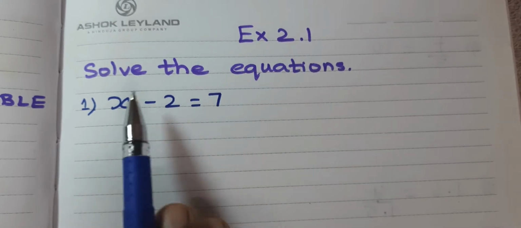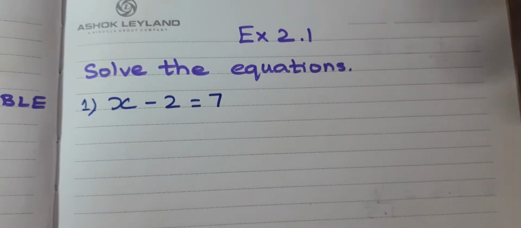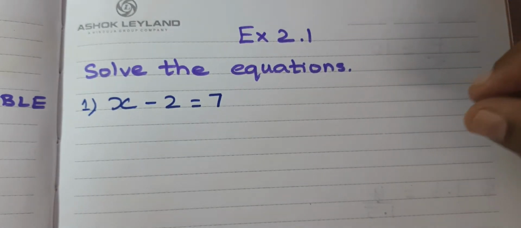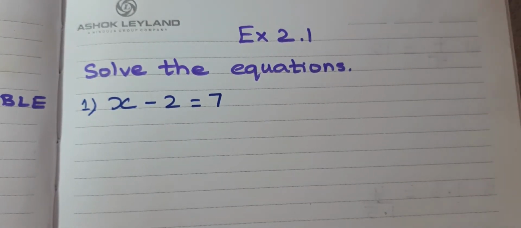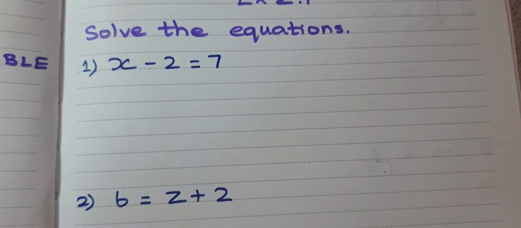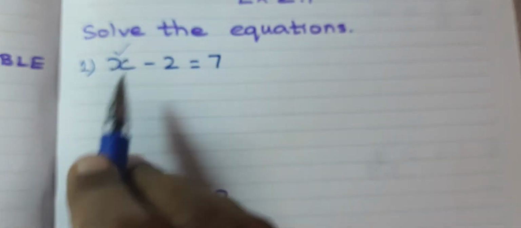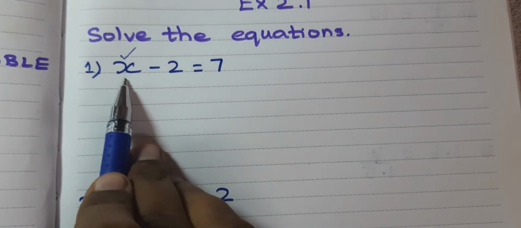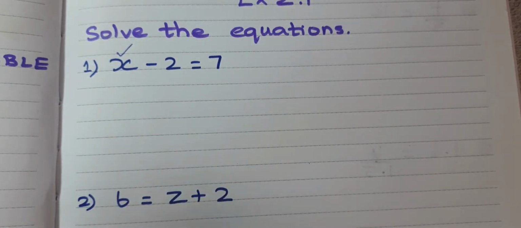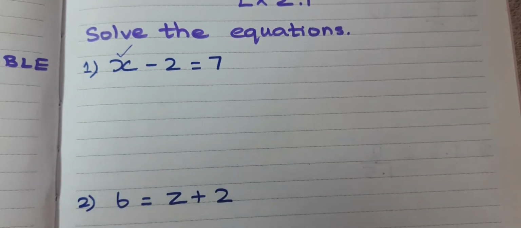Exercise 2.1, solve the equation. This is the equation they have given. I am going to solve this problem using the first method, that is addition and subtraction on both sides. So x minus 2 equal to 7. Now I want to find out the value for this variable. As you all know, x is the variable. I want to find out the value for x. For that, I want to eliminate all these numbers. I need only the x value.